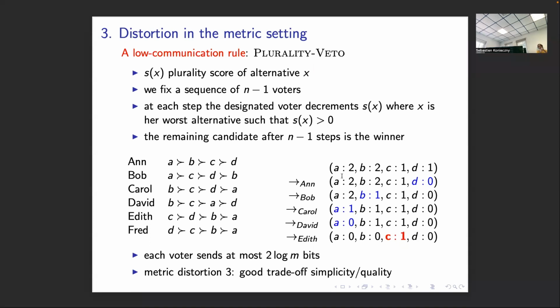You first have to give your top choice. How much does this cost? It costs log m, because there are m alternatives. To give the identity of an alternative, you need log m bits. And then at some point when you are called, you have to give the identity of the alternative that you want to subtract 1 from. So you have to give 2 log m bits, which is very small.